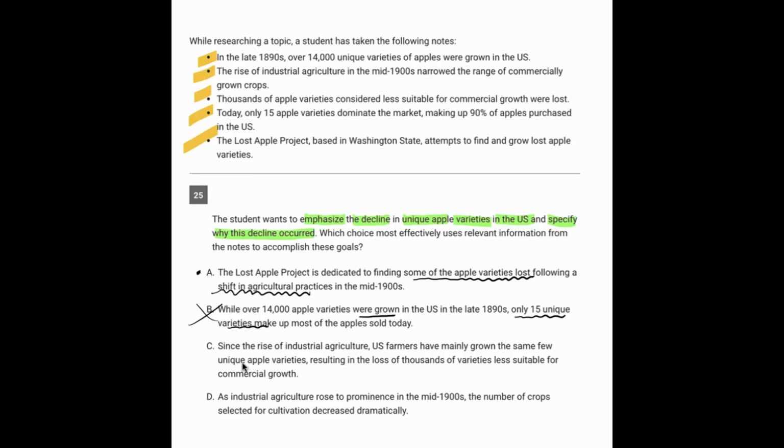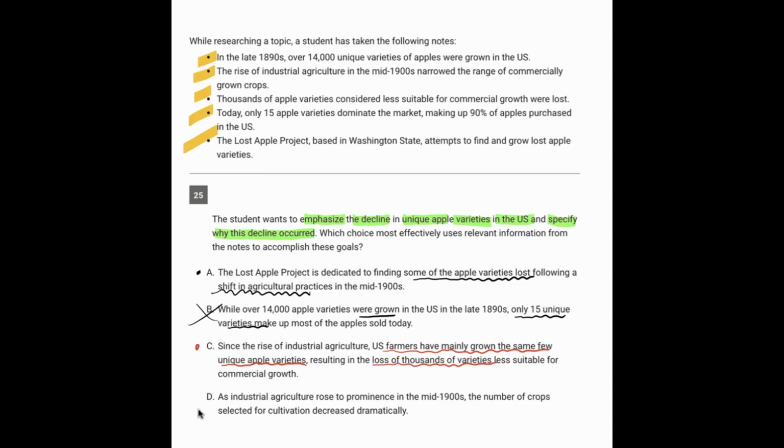Now going to C. Since the rise of industrial agriculture, U.S. farmers have mainly grown the same few unique apple varieties, resulting in the loss of thousands of varieties less suitable for commercial growth. Well, we do have an emphasis of how many varieties were lost, and we do have the reason why, because U.S. farmers have mainly grown the same few unique apple varieties. So we're definitely keeping this one for later.